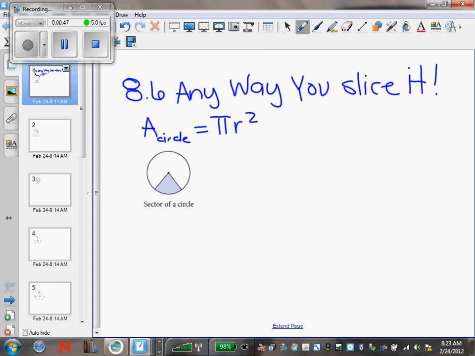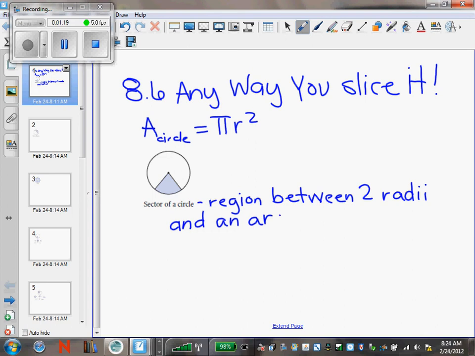To start this section, we are going to learn 3 new definitions. The first one is for a sector of a circle. I have a picture of it here on the whiteboard. The definition for sector of a circle is the region between 2 radii and an arc of the circle. So it's like a piece of pizza.